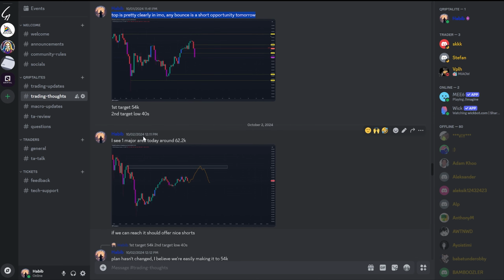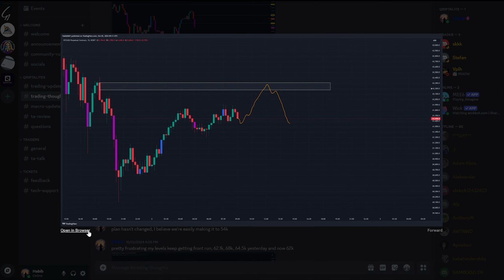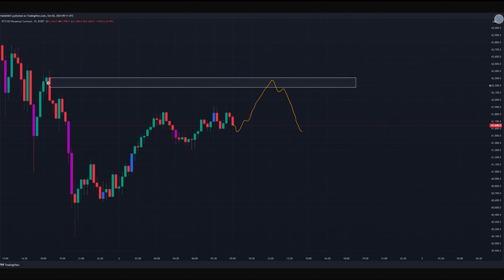So we got into the 2nd of October, I updated the Discord again, and I saw one major area around $62,200. If I just make the image a bit bigger, as you can see, I identified this resistance area again around $62,200. And what I wanted to see was a move towards our resistance and then a rejection to the downside.